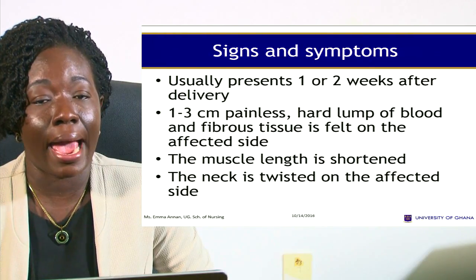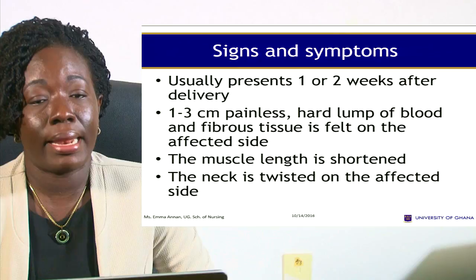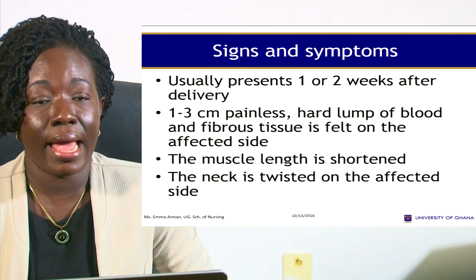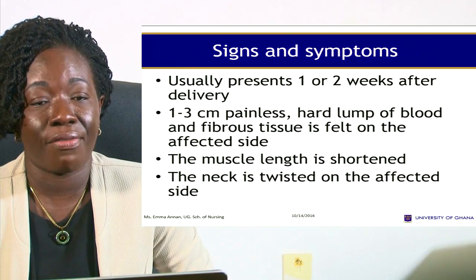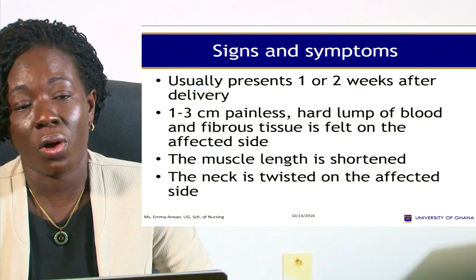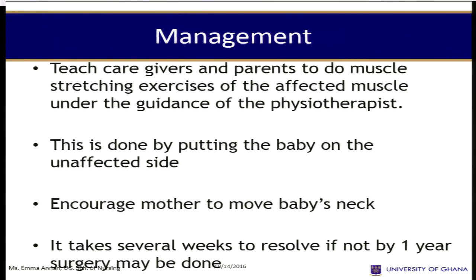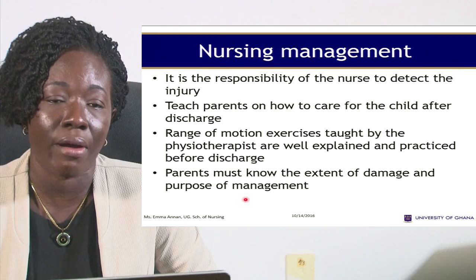You feel a hard lump, then the length of the muzzle is shortened and the neck is twisted to the affected side, as we saw in the image. You manage by teaching caregivers and parents to do muscle stretching exercises of the affected muscle. And this is usually done under the guidance of a physiotherapist.